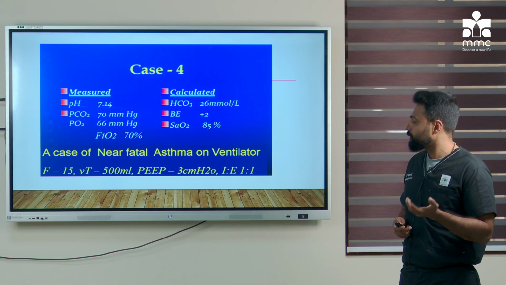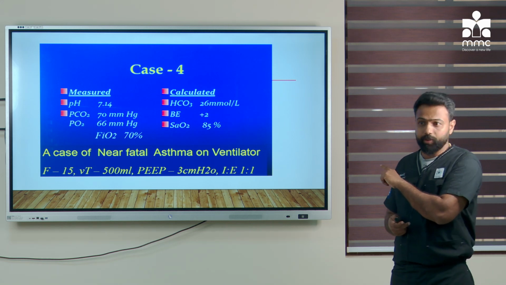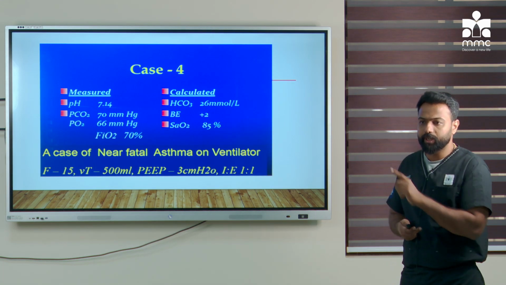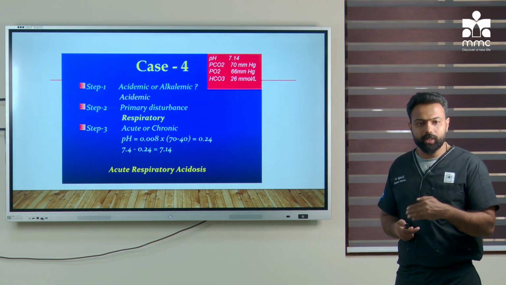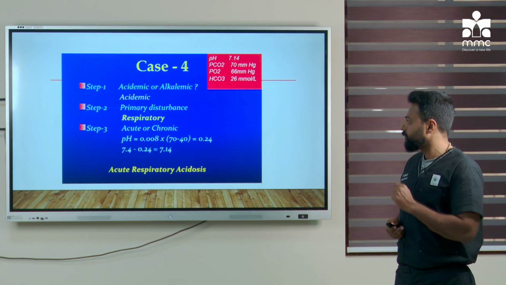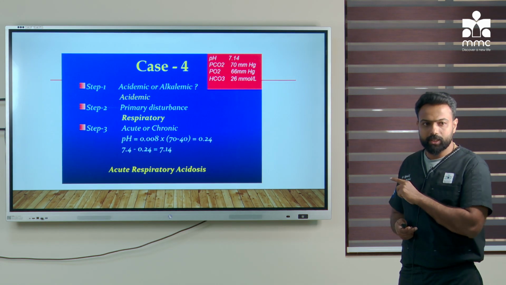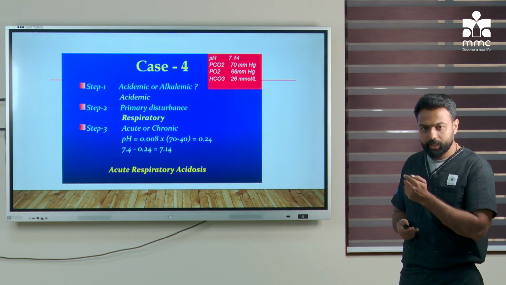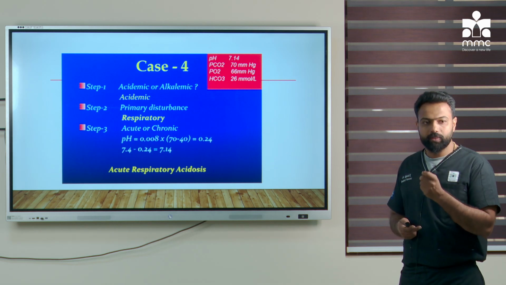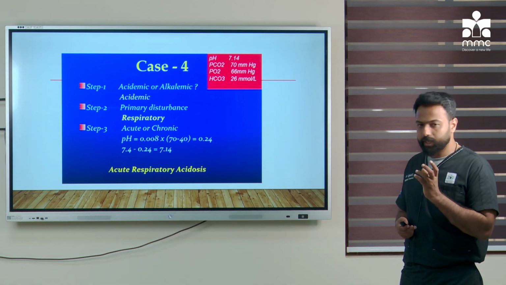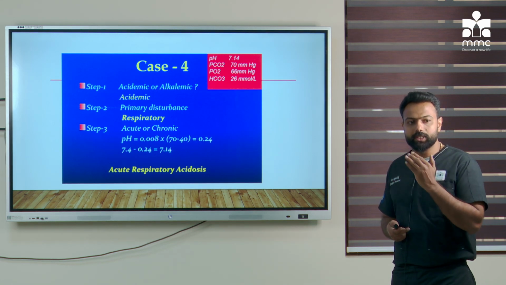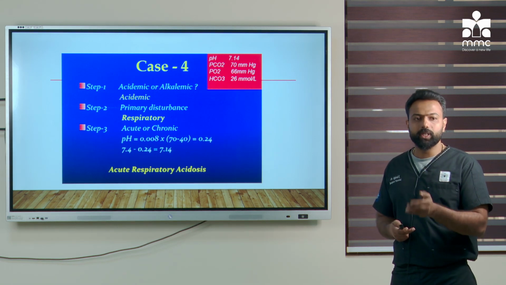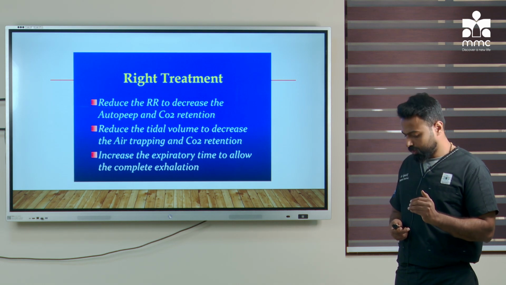Then the next step: PO2 is low and FiO2 is high, which means there is definitely a respiratory problem. That's why the patient is on a ventilator. So how do you calculate if it is acute or chronic? Again you apply the formula. It is 0.24. That is the value you are getting. So 7.4 minus 0.24, that is 7.14. That is the pH you are anticipating for this patient. So this patient is having an acute respiratory acidosis, right?